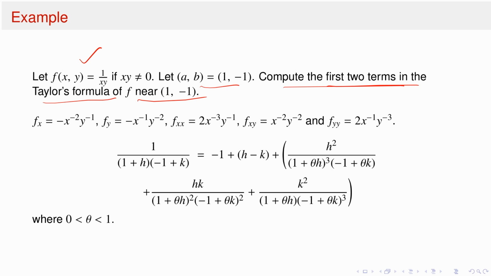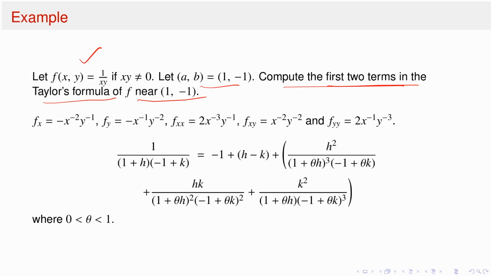That means f of (x+h, y+k) is equal to f of (x, y) plus the first order partial derivatives, and second order partial derivatives will be there. So it depends on how many terms I am telling you to compute. Since I am saying the first two terms, of course this function is nice. If xy is non-zero, all the first order and second order partial derivatives exist.